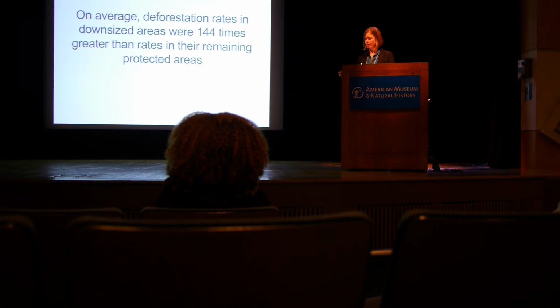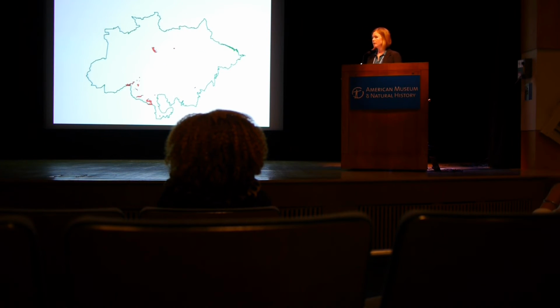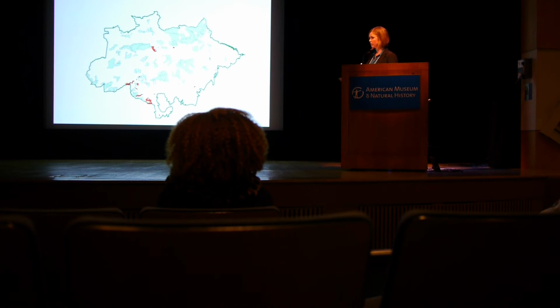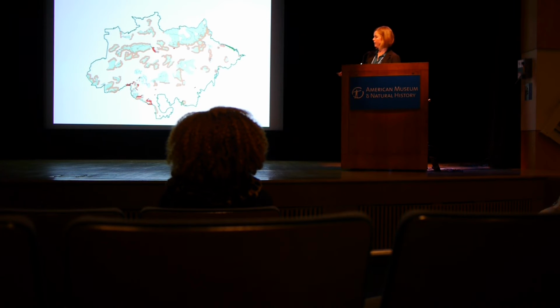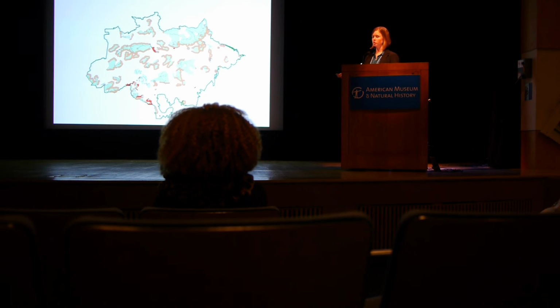So going beyond just Bom Futuro, when I looked at all of the downsized areas within the Amazon, I found that on average they were deforested at rates 144 times greater than areas that retained their conservation protections over this time. So then to get a broader view, step back, you can still see Bom Futuro actually in this little area right here. And I looked at deforestation rates in all of the padded areas within the Amazon and compared this to rates in all of the protected areas in the Amazon, which you can see here in green, and all of the never protected areas, these buffer zones, seen here in orange.